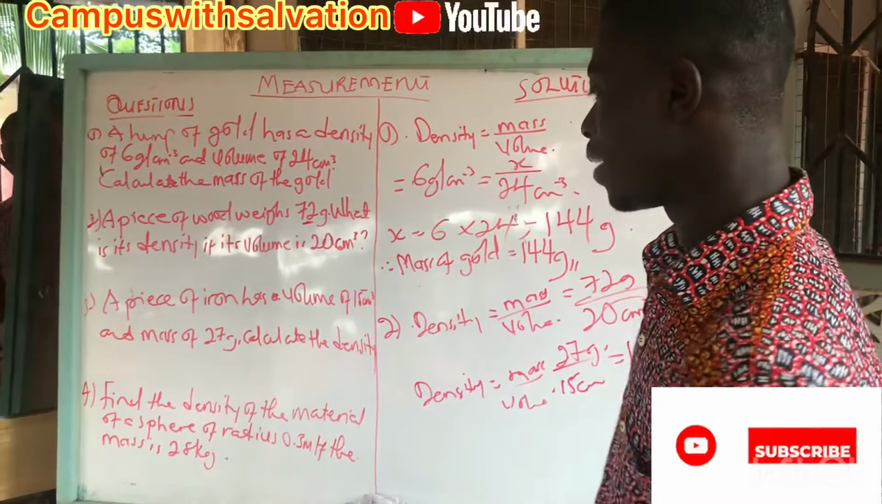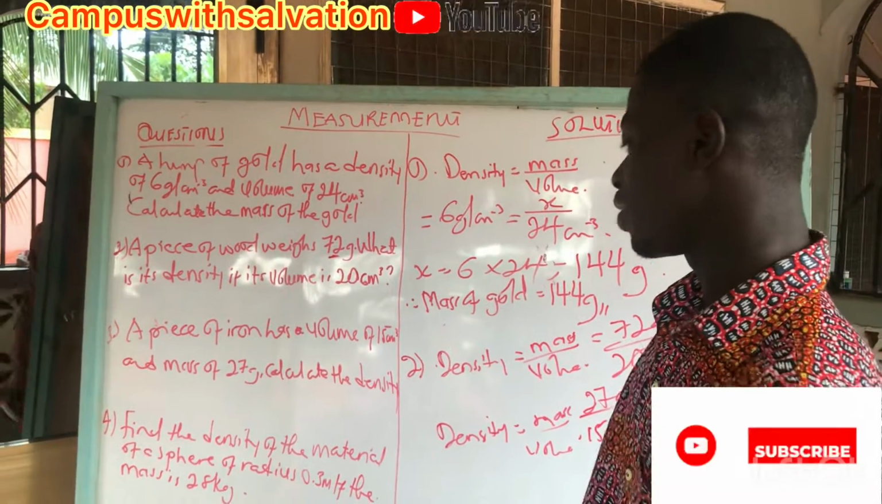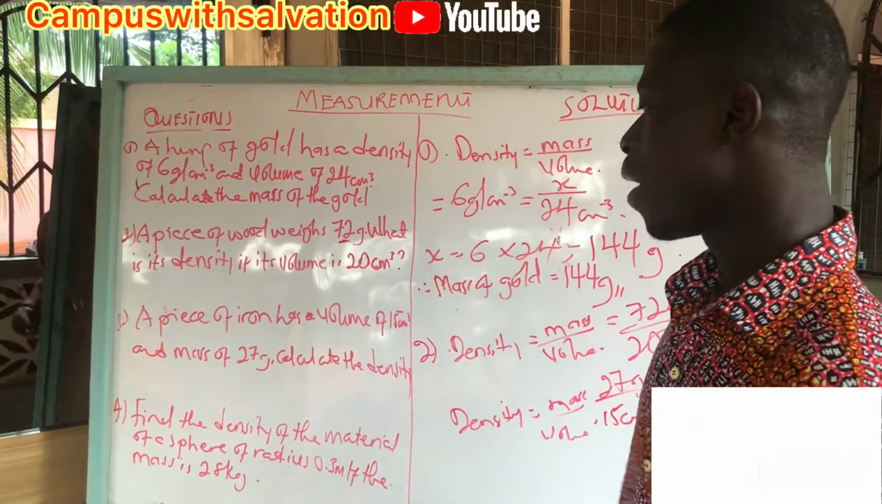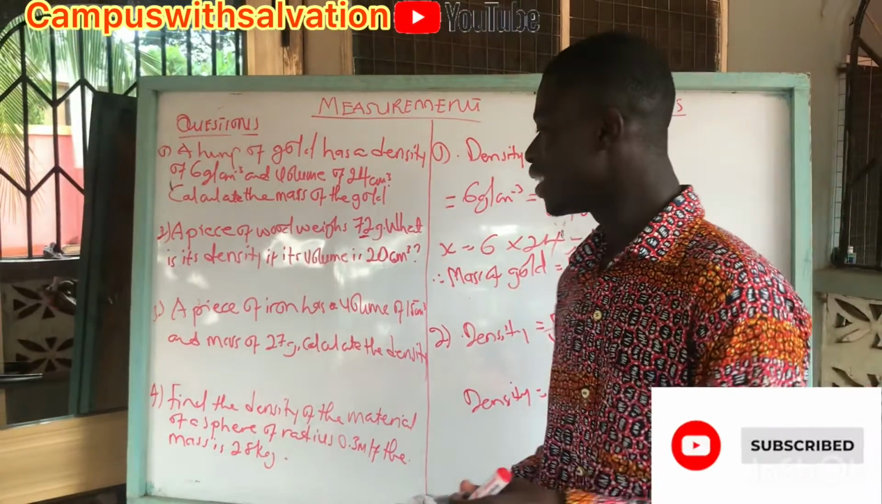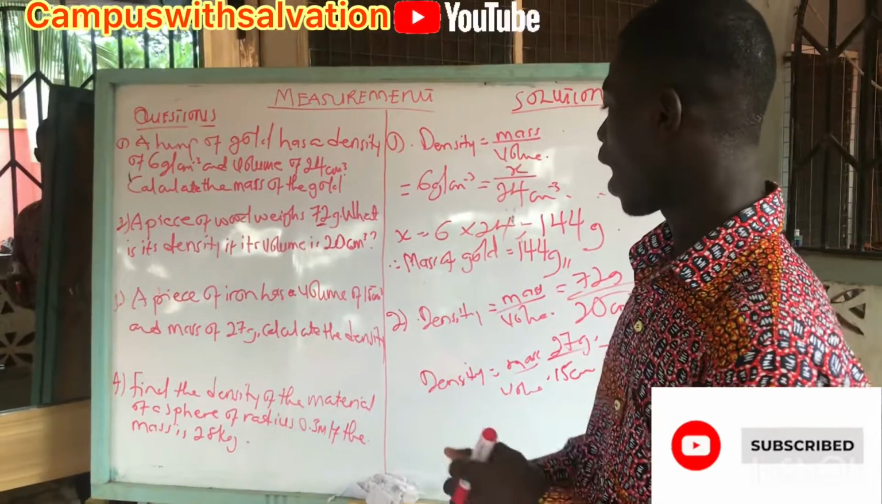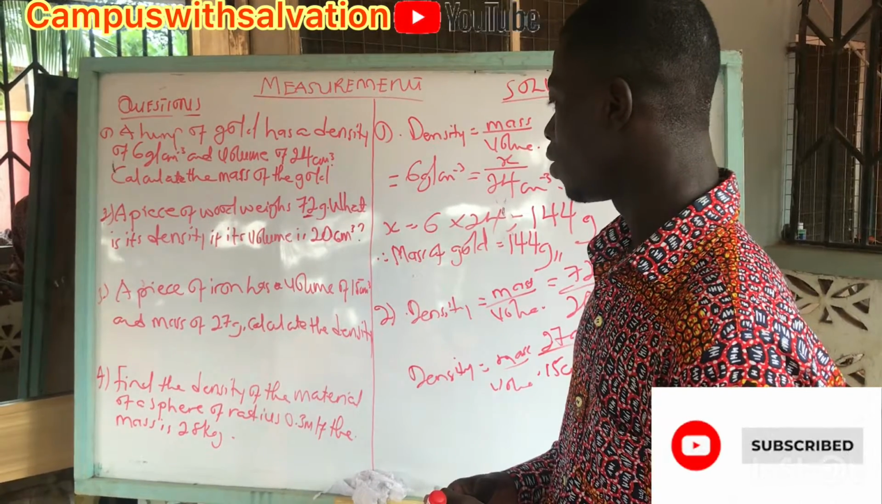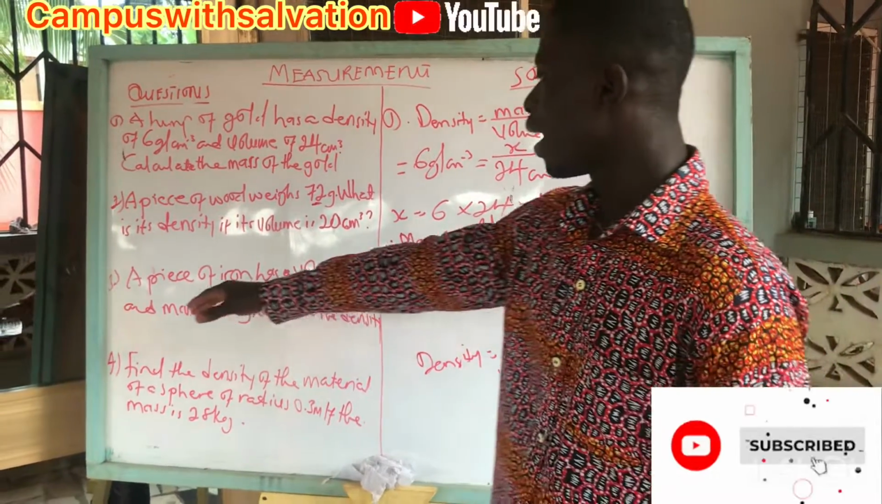So very simple, but let's tackle the fourth question. Find the density of the material of a sphere of a radius 0.3 meters if the mass is 28 kilograms. Yeah, if the mass is 28 kilograms. So this question, okay, let's come to question number 3.